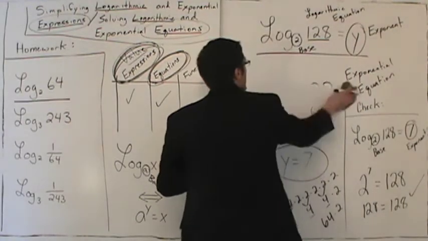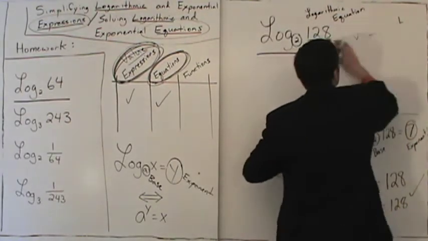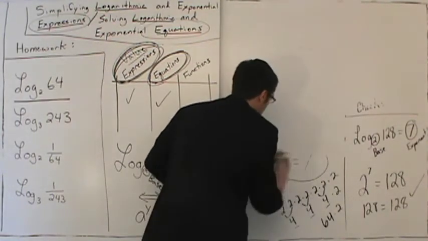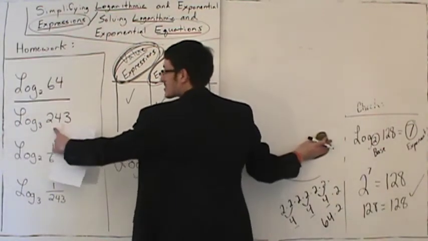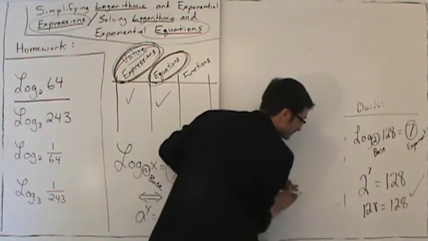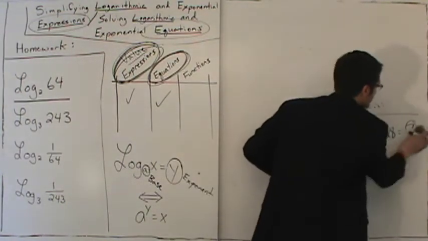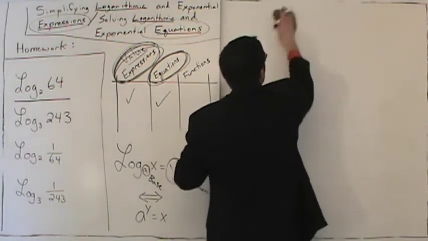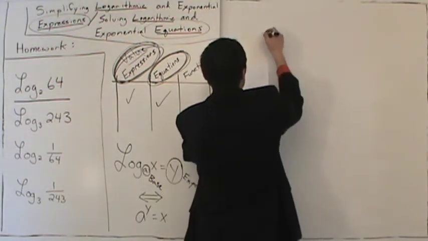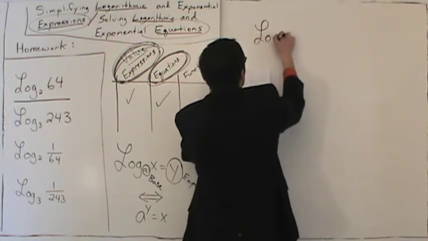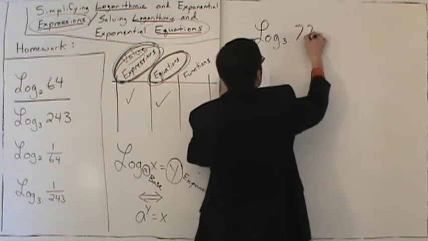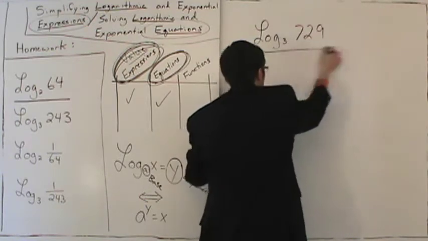Just bear with me. This actually will become very simple once you guys get it. Let's look at example number 2. Example 2 is just like problem 2 on your homework. All right, so we're looking at log base 3 of 729, and you have to find this value.